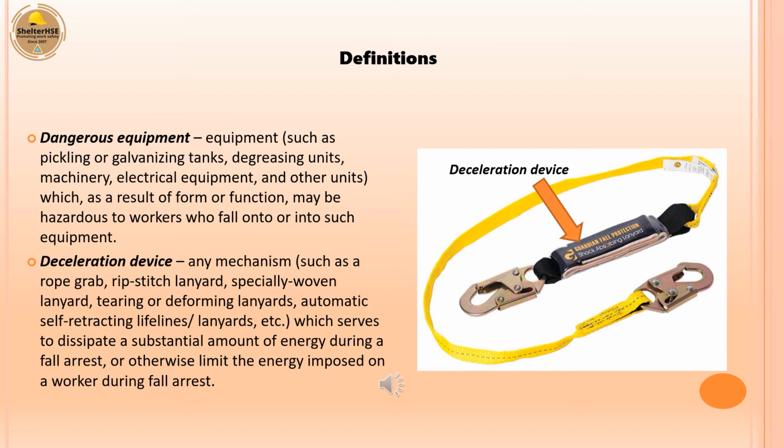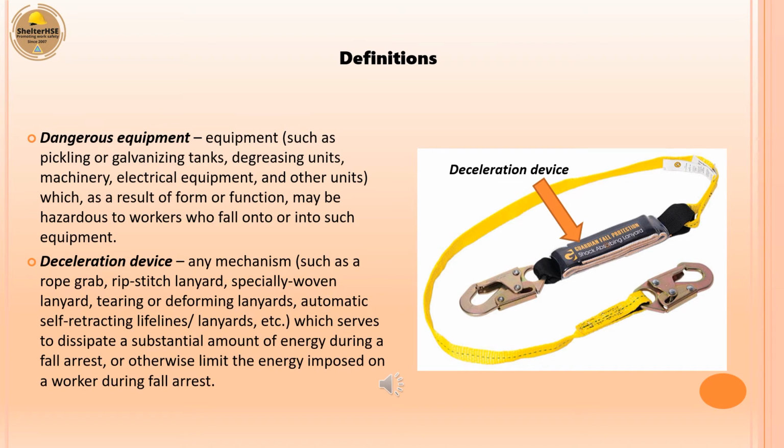Deceleration device: any mechanism, such as a rope grab, ripstitch lanyard, specially woven lanyard, tearing or deforming lanyards, or automatic self-retracting lifelines/lanyards, which serves to dissipate a substantial amount of energy during a fall arrest, or otherwise limit the energy imposed on a worker during fall arrest.